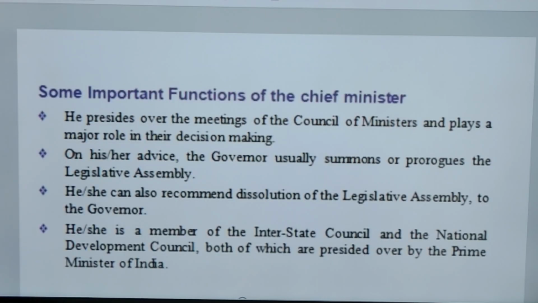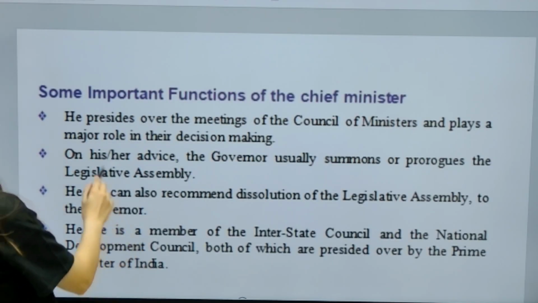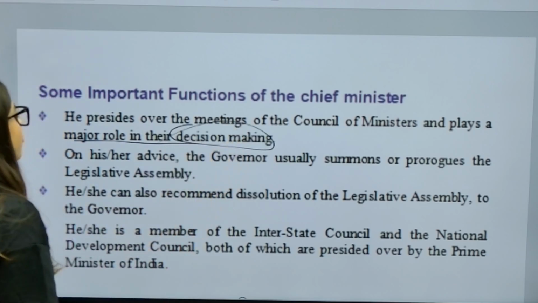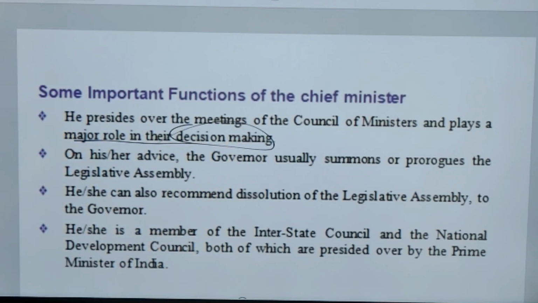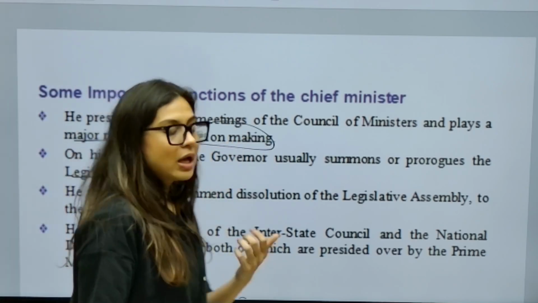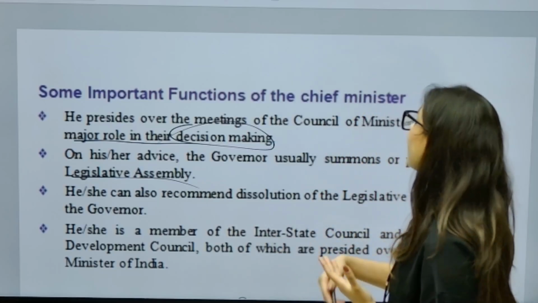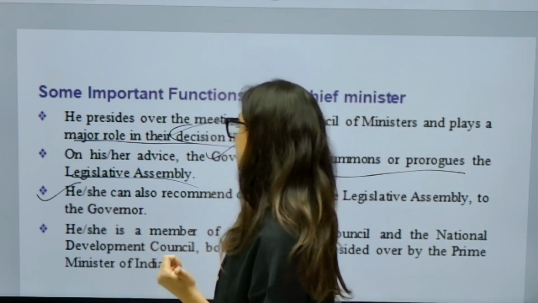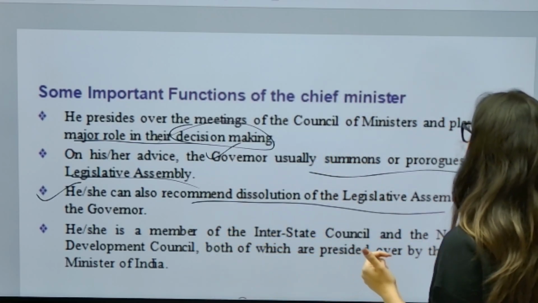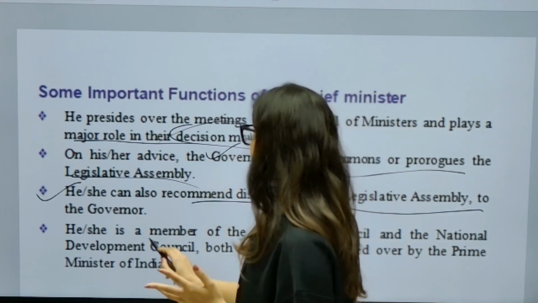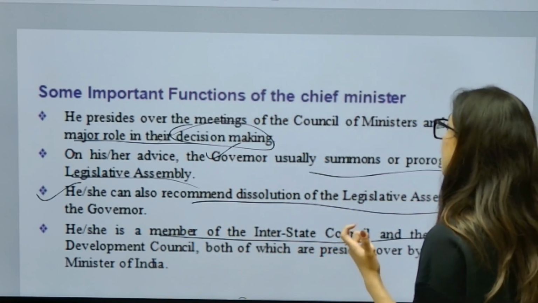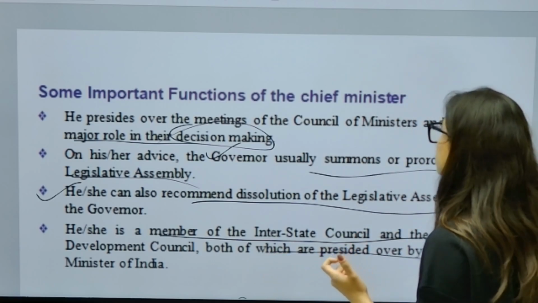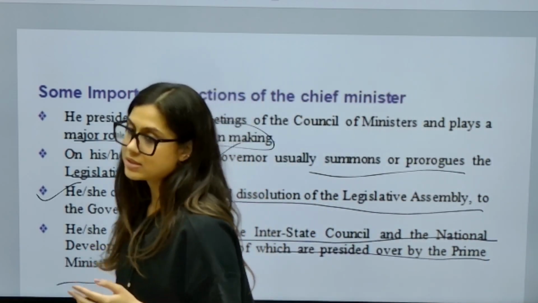Then other functions: you preside over the meetings of the council of ministers, an important role in decision making, and the governor usually summons the legislative assembly. It's like if I am the chief minister, I ask the governor to please call the session because I want to have a session. Then he or she recommends dissolution of the state assembly, and is a member of the interstate council and national development council, which is presided over by the prime minister.